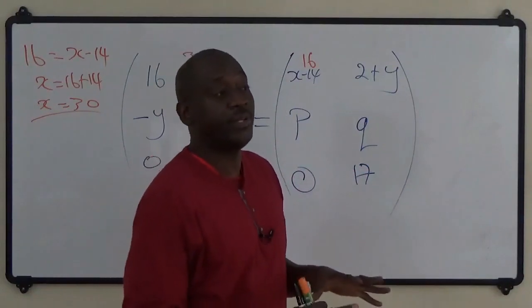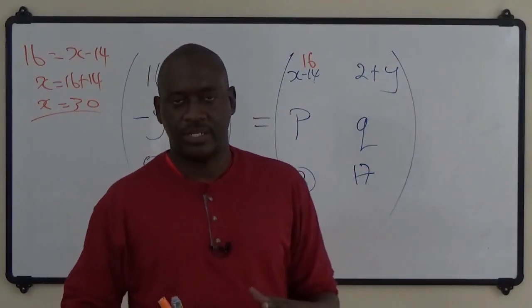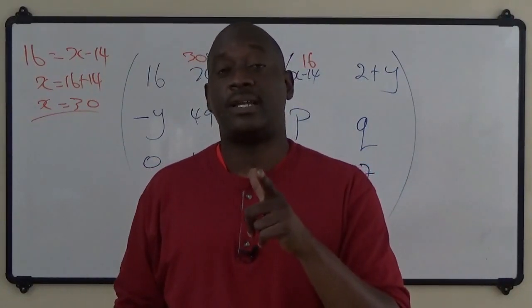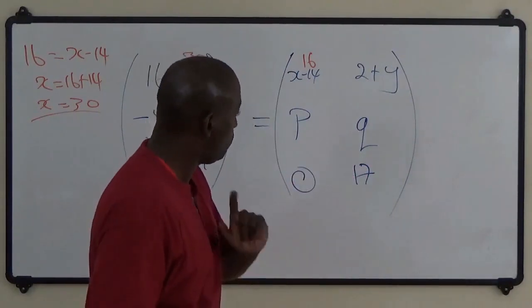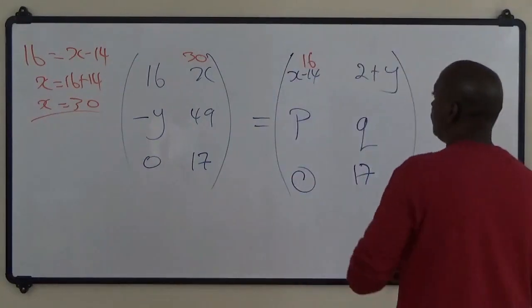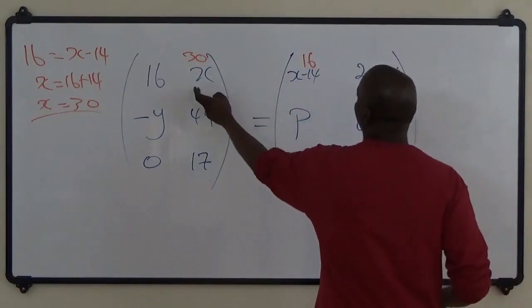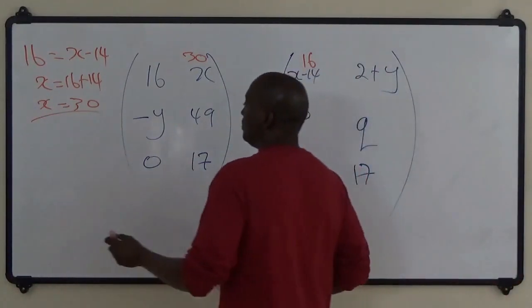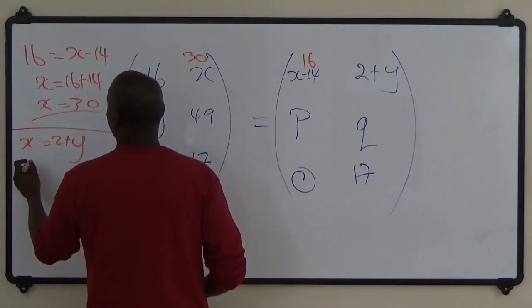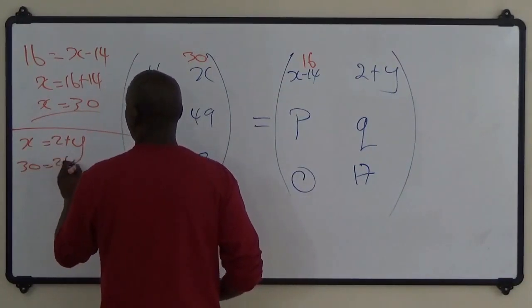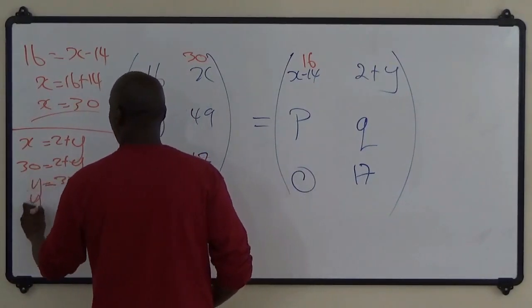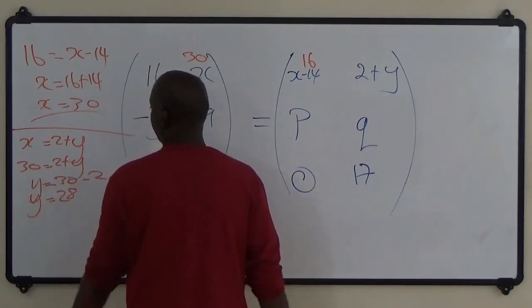So I'll leave in all of this in the video just to keep the thing dynamic, just to show you the interaction with the maths. You now have to understand that when you go into an exam, whoever set the paper would have already gone through all of this. All you have to do is just work and follow through. So having gotten x equal to 30, we know that x is equal to 2 plus y. So 30 is equal to 2 plus y. So y is equal to 30 minus 2. Y is equal to 28.